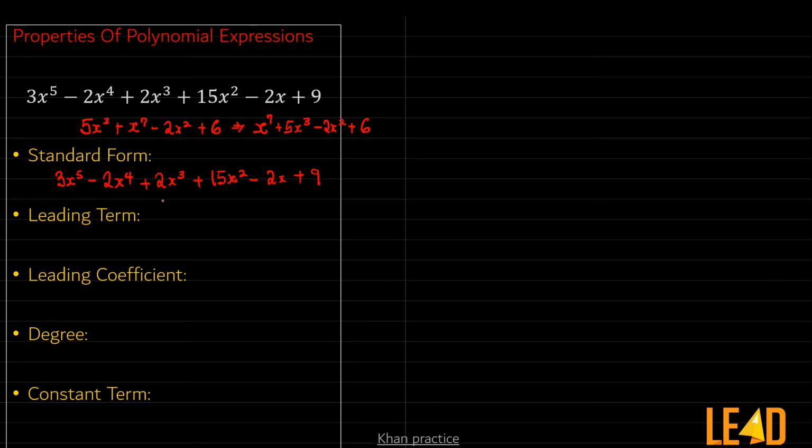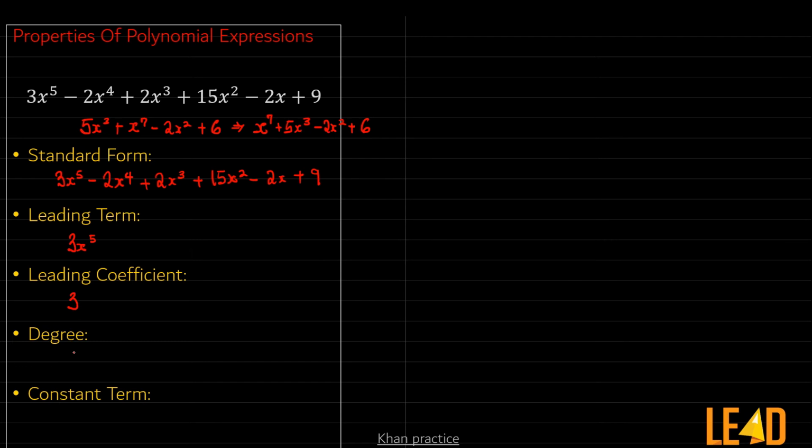Yeah? Okay, the leading term. After arranging, you want to pick out the term that is in front, the first term. Or you could say, even if you don't arrange, even though I would advise you to arrange, it is basically the term with the highest power of x. For this one, it is 3x to the power of 5. That's the leading term. The leading coefficient would be the coefficient of the leading term, right? So in this case, your leading coefficient would be 3. Just the number 3, right?